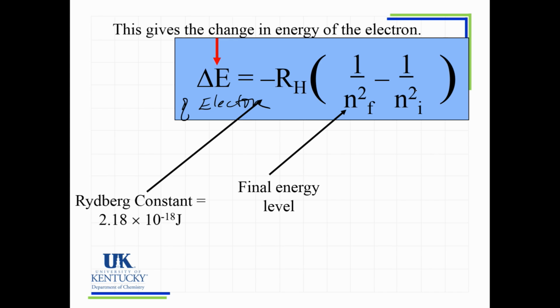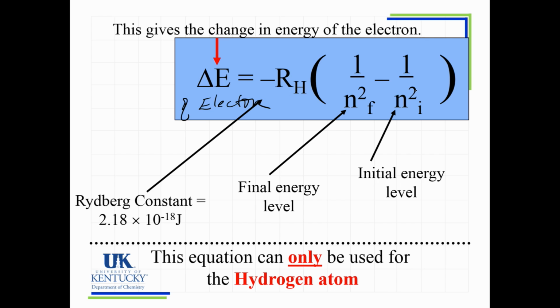Okay? This is where the electron lands when it's finished, and this is where the electron started. So if the electron is going from a high state down to a low state, it is going to be a negative change in energy. If the electron started at a low state and goes to a high state, it will be a positive value for the change in energy. So the sign convention will play out with the way this equation is.